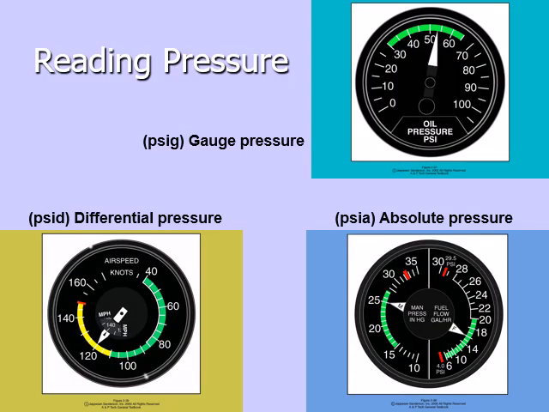There are three types of pressure readings: PSIA, absolute pressure; PSID, differential pressure; PSIG, gauge pressure. Technicians must understand which type is being referenced when calibrating instruments or servicing systems.